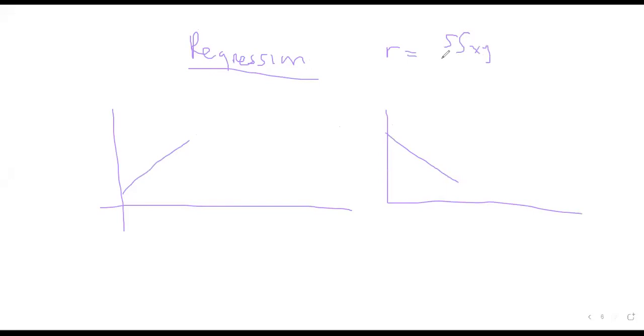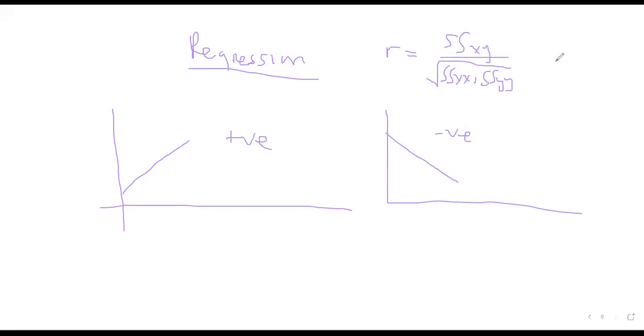It is given by SSXY divided by the square root of SSXX times SSYY. In this case, that is called the coefficient of correlation. It gives you the direction, whether it's a positive or a negative relationship. This is a negative relationship because it's downsloping. This is a positive relationship because it is upsloping.